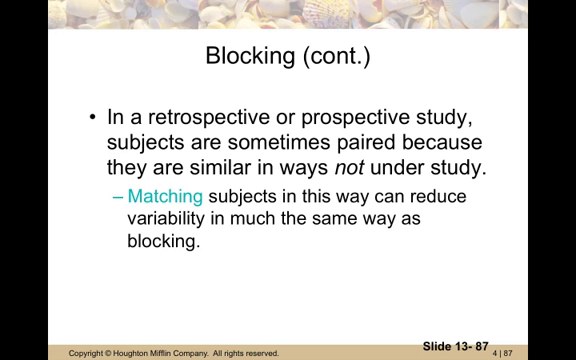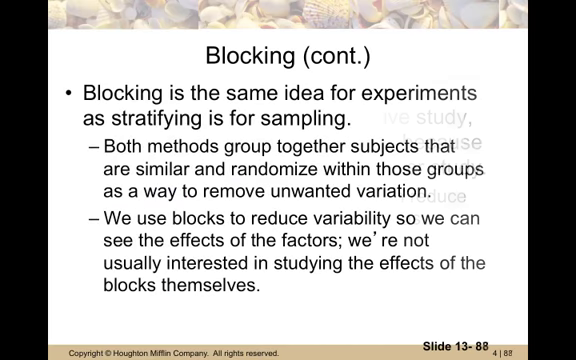In a retrospective or prospective study, subjects are sometimes paired because they are similar in ways not understudied. Matching the subjects in this way can reduce variability in much the same way as blocking. Even in experiments, if you use blocks of size 2, that's referred to as matching. So matching is just a specific case of blocking. Blocking is the same idea for experiments as stratifying is for sampling. Both methods group together subjects that are similar and randomize within those groups as a way to remove unwanted variation.